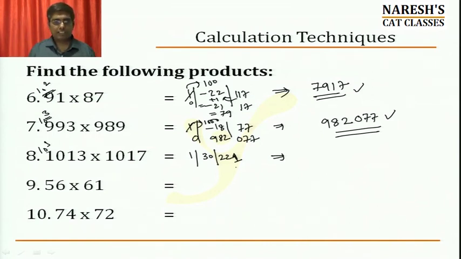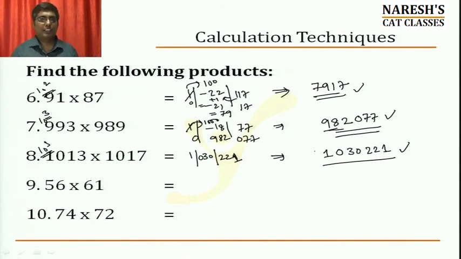What happens? Again, the same story. Here, the base is 10 cube, so 3 digits. 221 is fine, but 30 has to be written as 030. Automatically, the answer is 1, 030, 221. This is how you do the things. So, these are the answers for the first 3 questions. Make a quick note of it. I'll just give you half a minute.